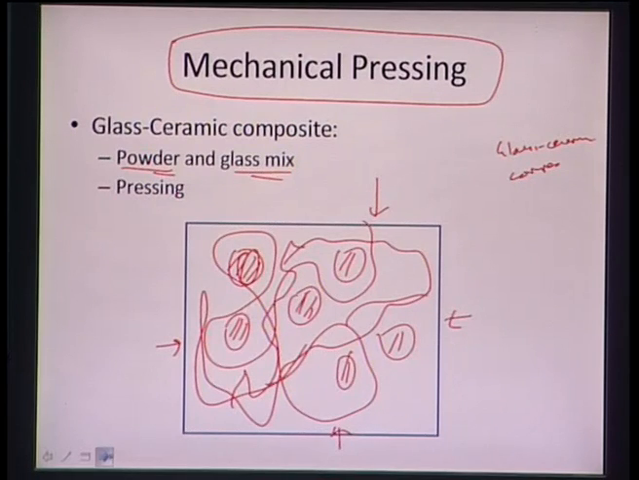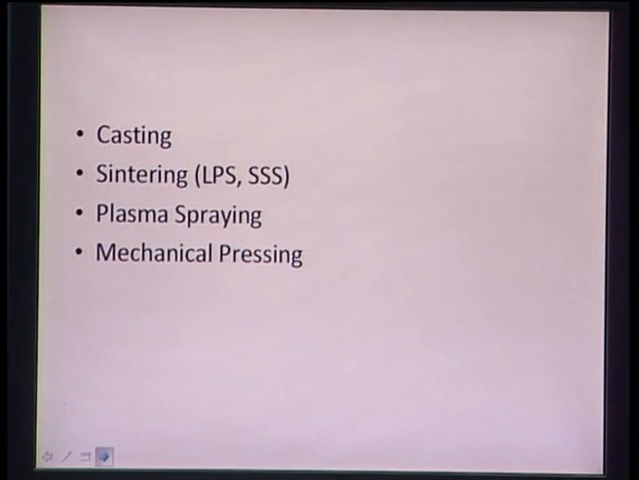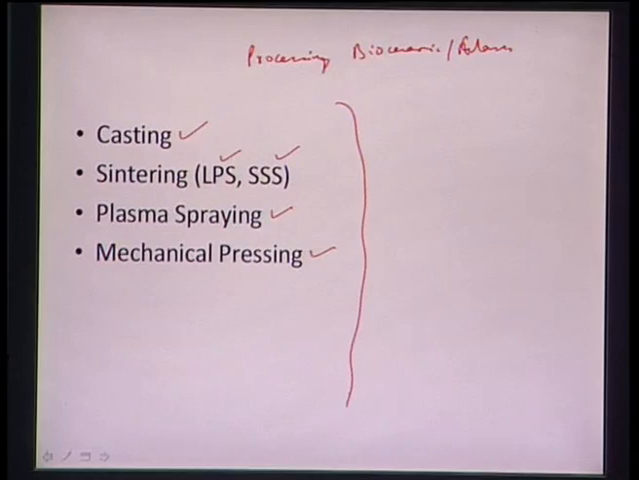So, that is what we are able to see here, that we can use various techniques for processing the ceramic, bioceramic, or bioglass or a glass kind of composition, either via casting or via sintering, which can be liquid phase sintering or solid state sintering. It can again be plasma spraying. So, thermal treatments are utilized in this case, and it can again be mechanical pressing as well to yield a certain microstructure. So, overall what we see in this lecture is that we can utilize thermal techniques or mechanical techniques to form a bioceramic or a glass kind of microstructure.